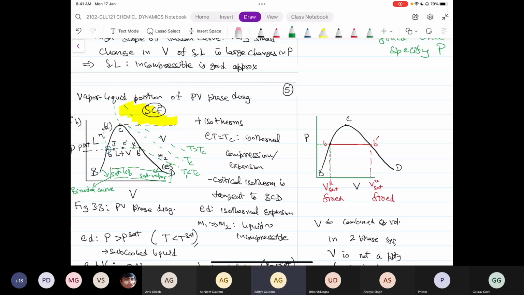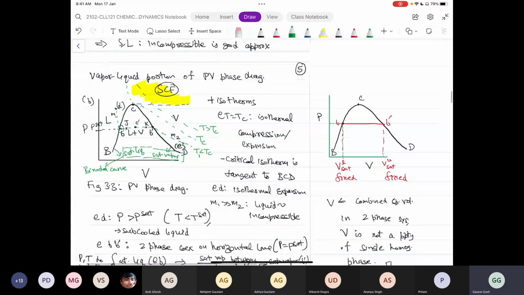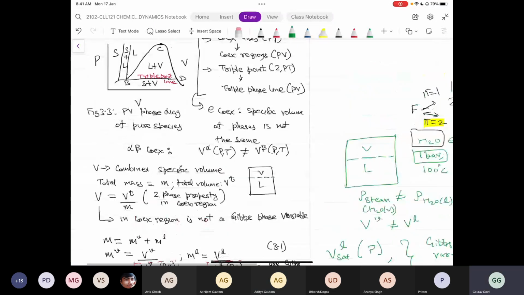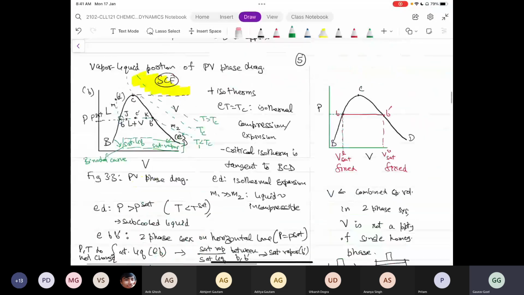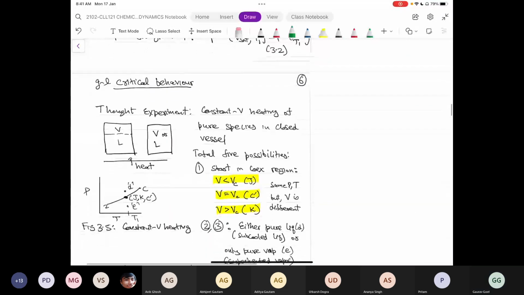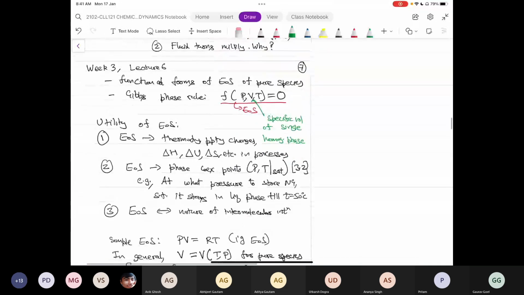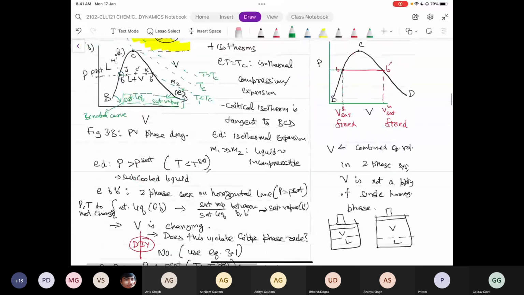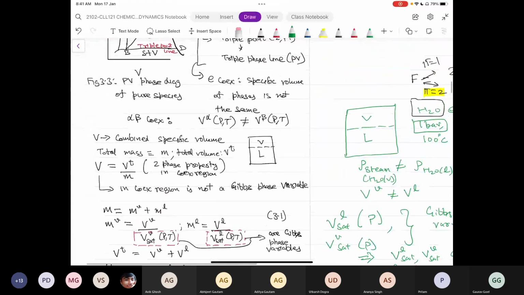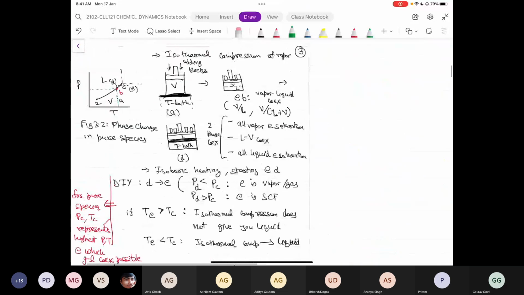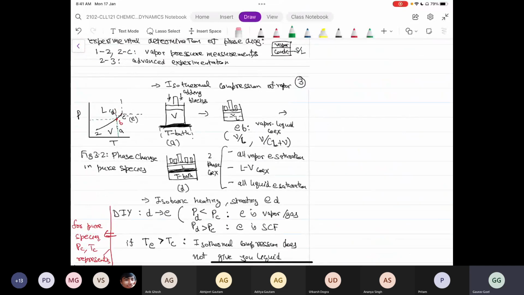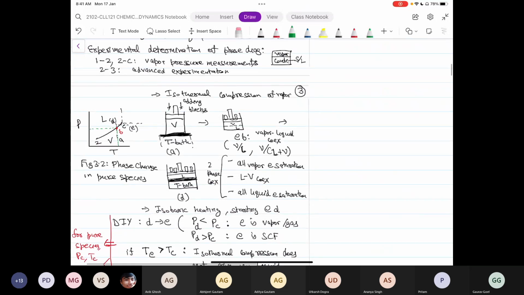Oh, so B and B prime are saturated, but in between B and B prime, is there saturation as well? I mean, are they also? Yes. So I believe this was also mentioned. I'm just trying to look at. Yes, I believe. Yes, right. So this is the correct place.